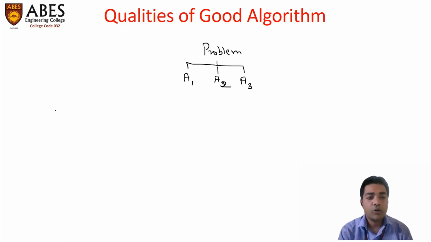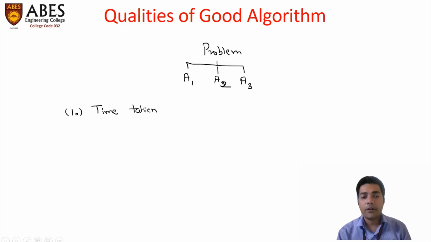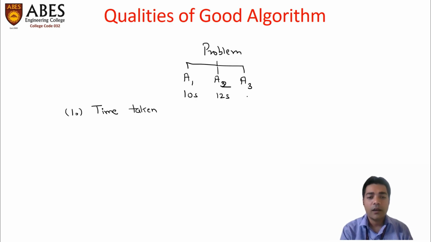I have two parameters on which we will basically work. The first parameter is the time taken by the algorithm, or by the program made from that algorithm, to run in our computer memory, in our RAM. Suppose this algorithm is going to take 10 seconds, this is taking 12 seconds, and this is taking 14 seconds. So I'm going to choose A1 because it is taking a lesser amount of time.